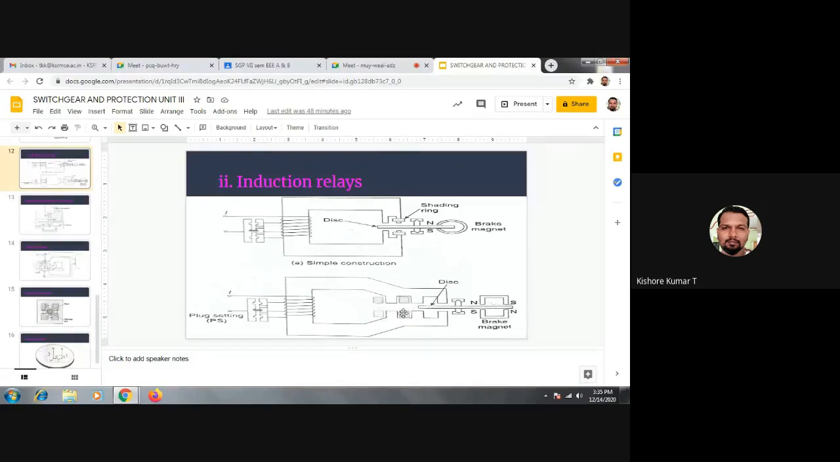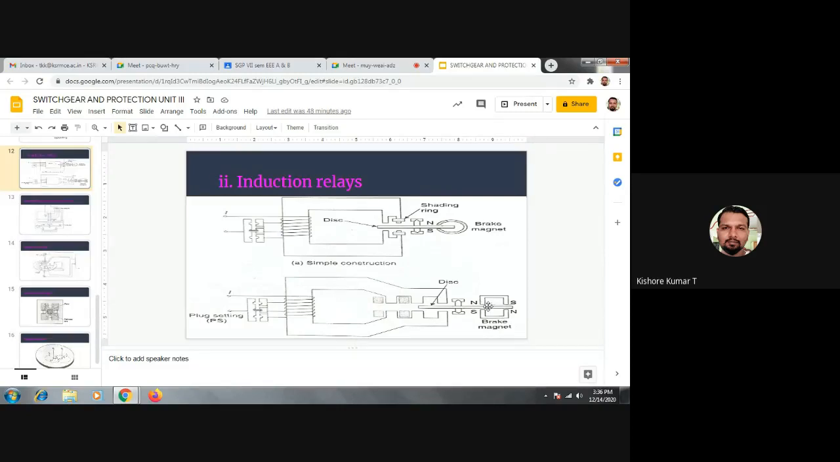So what these shaded rings are going to do here is provide a phase shift between the upper portion flux and the lower portion flux. Whenever there is a phase shift between the upper portion and lower portion flux, automatically, due to the phase shift, the net torque developed on the disk will much more easily rotate the disk. That is the reason for which we will be using the shaded rings in the induction disk relay.